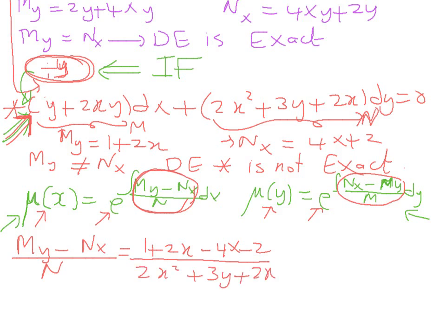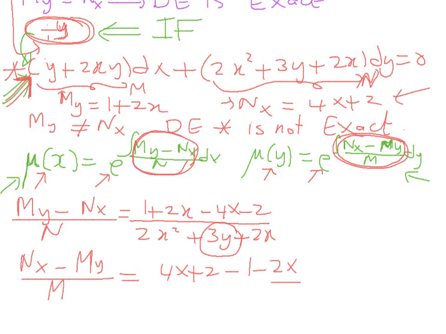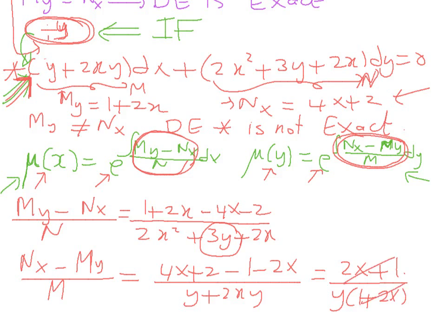Clearly this is not a function of x only, because there is a 3y. So we have to check now (Nx minus My) divided by M, to see if it is a function of y only. Nx is equal to 4x plus 2, and My is 1 plus 2x, so 1 minus 2x, divided by M, which is y plus 2xy. This is equal to 2x plus 1. There's a y which is a common factor in the denominator, and we are going to end up with 1 over y, which is a function of y only.